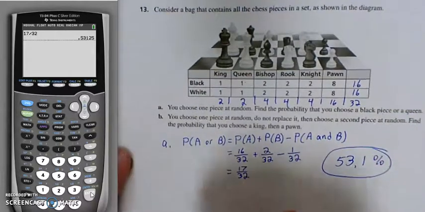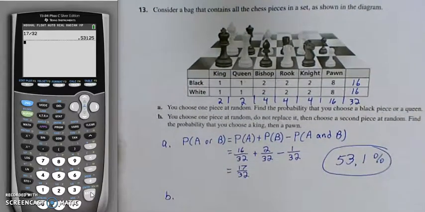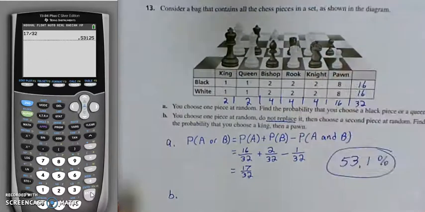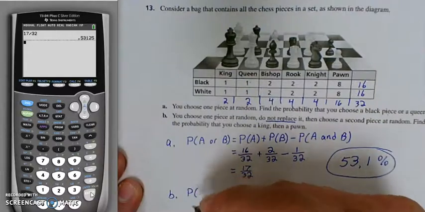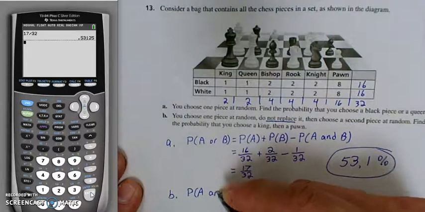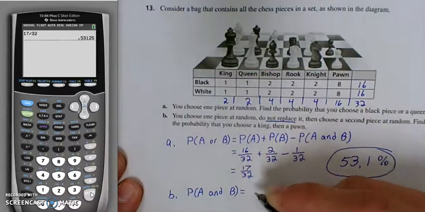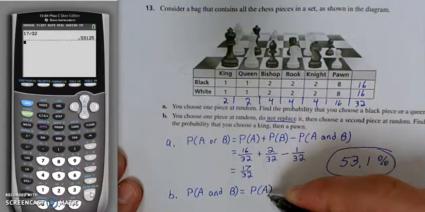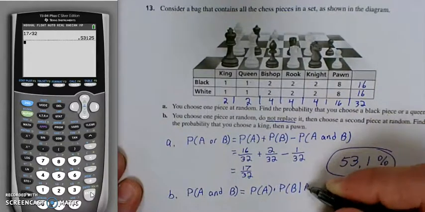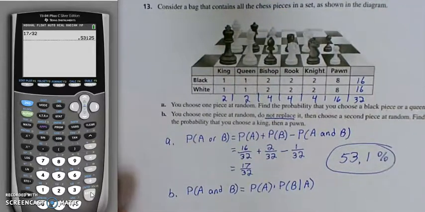All right, now moving on to part B. Choose a piece at random. You do not replace it, then choose a second piece at random. When you see do not replace, you're going to start thinking dependent events, hopefully. So the probability of event A happening and event B happening is going to equal the probability of event A happening times the probability of event B happening, given that event A has already happened since I'm not replacing the piece.